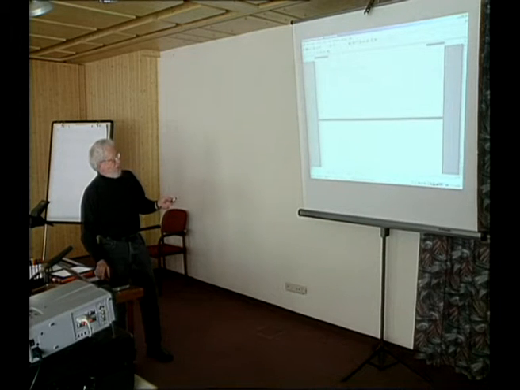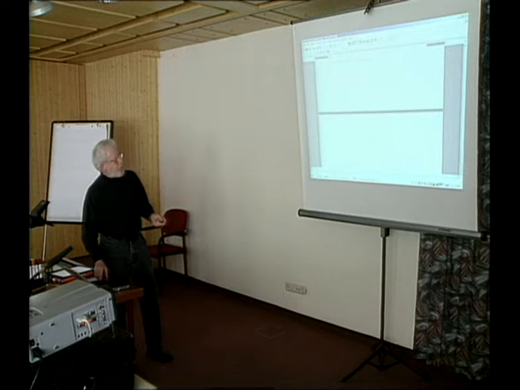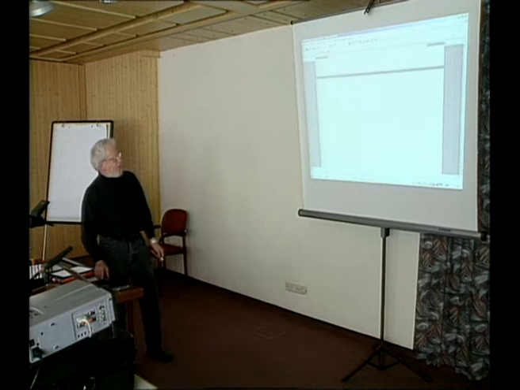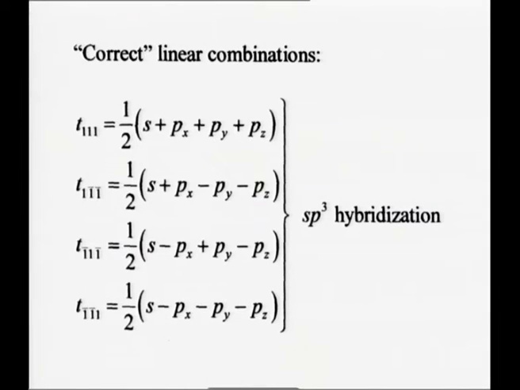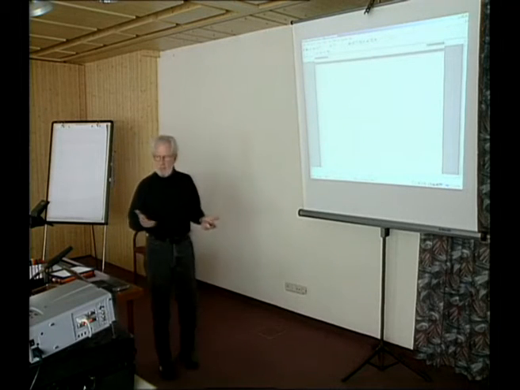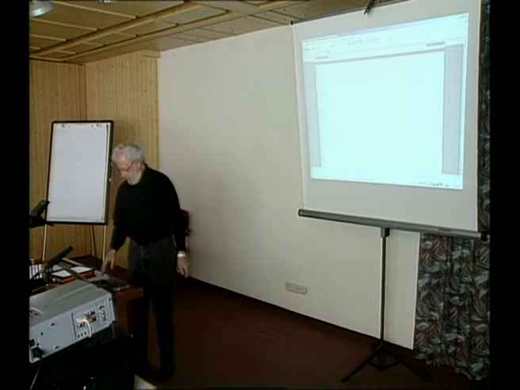Just for completeness, you can look this up in many places, but in Pauling's book, for example, you can find the correct linear combinations for the sp3 hybridization using s, px, py, and pz orbitals. If you work that out, this is the form that will give you the tetrahedral directed orbitals to form a diamond-like structure, or, for example, to form the structure of polyethylene.